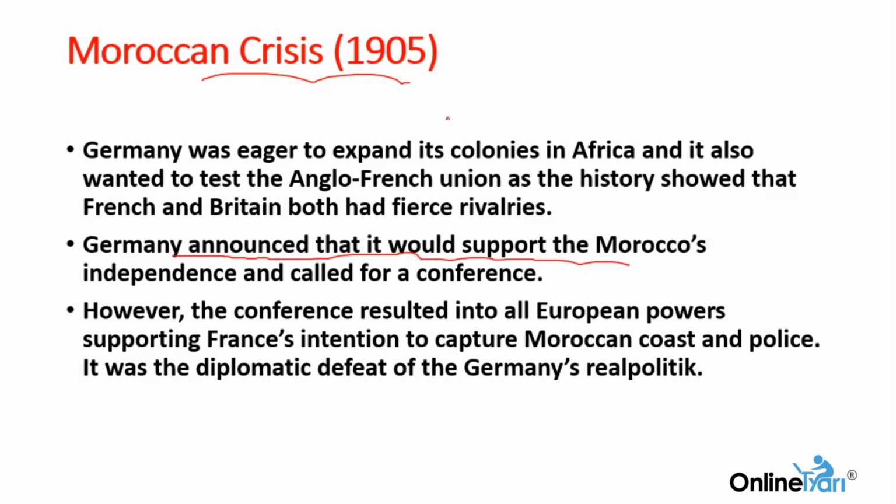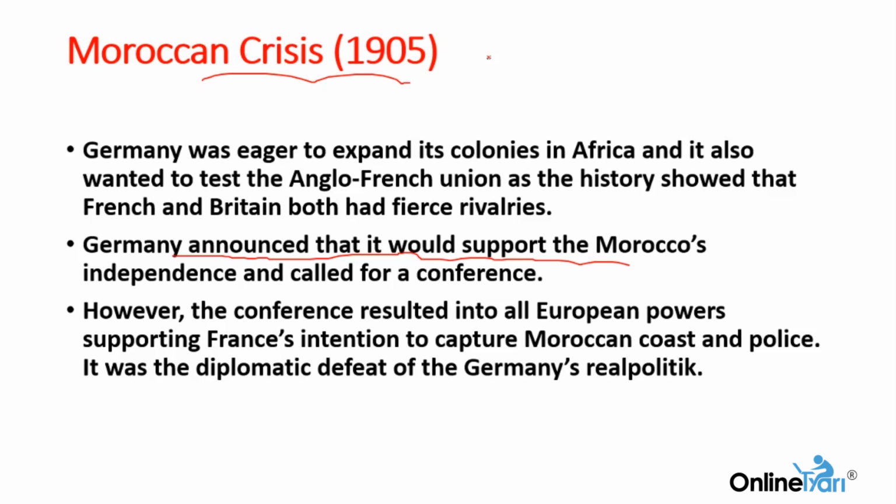And before that, France and Britain had a pact that if France recognizes British supremacy over Egypt, then in return, Britain would recognize French control over Morocco. So that was the pact. They already had their understanding with each other.